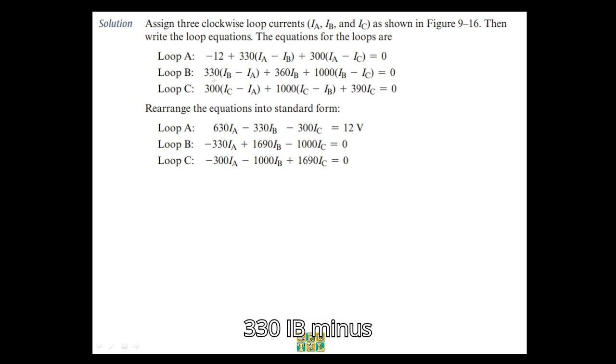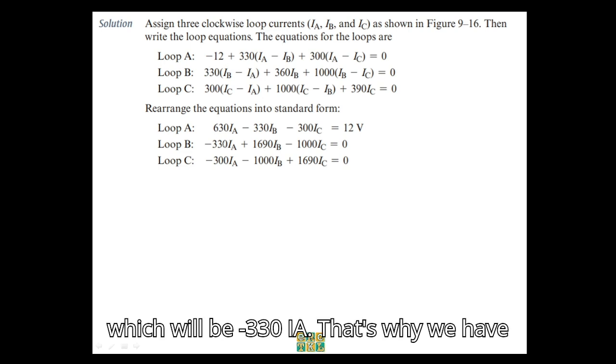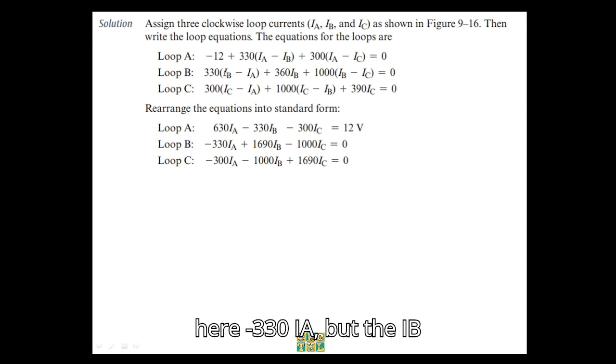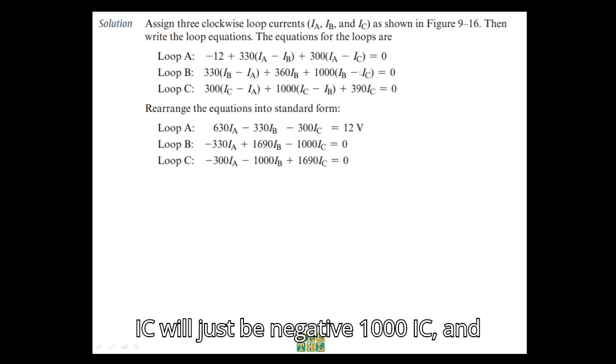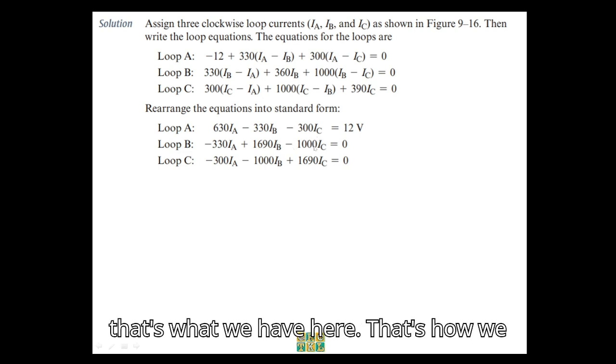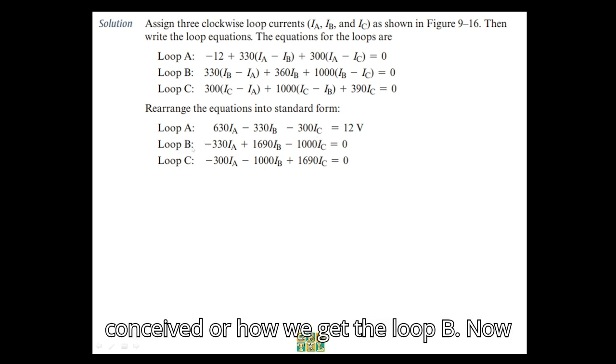Now, this one: 330 IB minus 330 IA plus 360 IB plus 1000 IB minus 1000 IC. We will only have one IA, which will be negative 330 IA. That's why we have here negative 330 IA. But the IB, 330 IB plus 360 IB plus 1000 IB, we will get 1690 IB. And the IC will just be negative 1000 IC, and that's what we have here. That's how we get loop B.